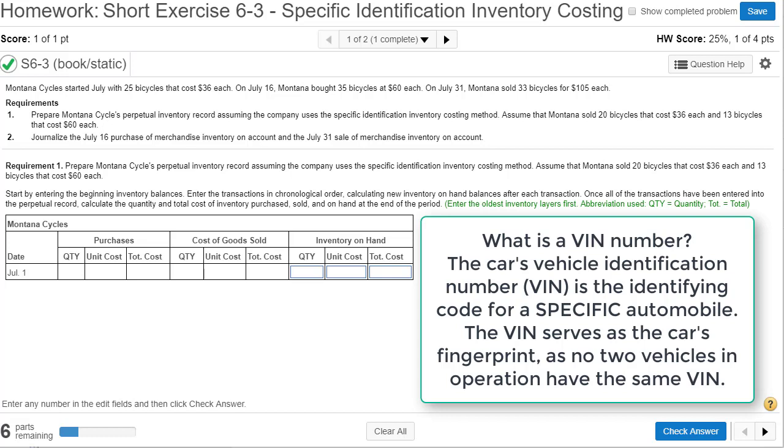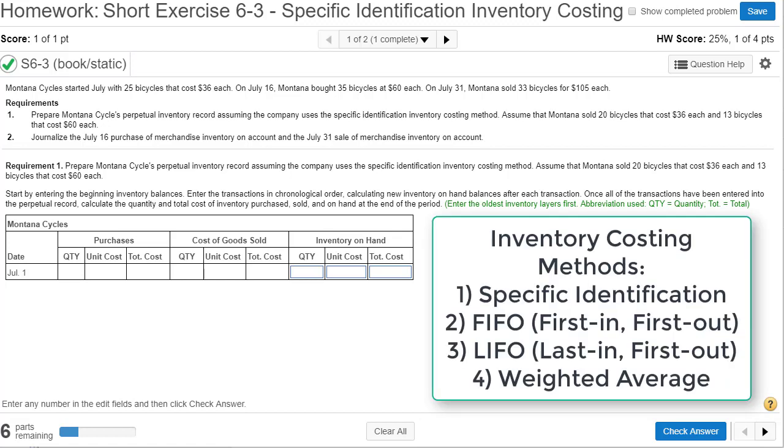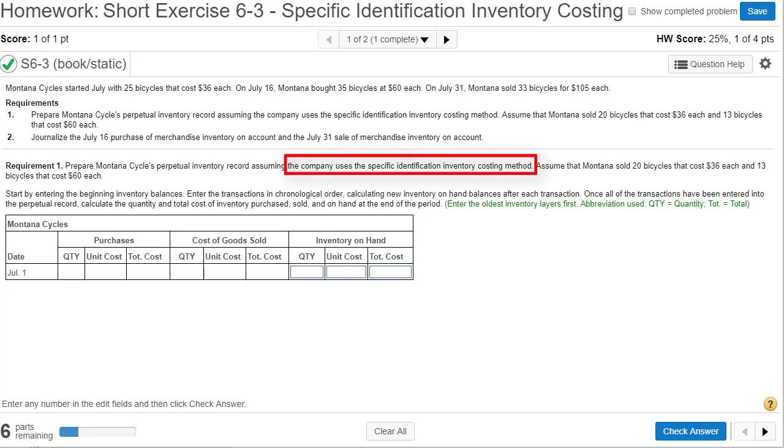Now, most products that companies sell do not have specific identification numbers. So this specific identification method is not very common. However, it's the easiest of the 4 different methods we're going to learn. So we're going to start with it. The other methods, if you're curious, are called FIFO, first in, first out, LIFO, last in, first out, and then the weighted average method. So let's start with the specific identification inventory costing method.